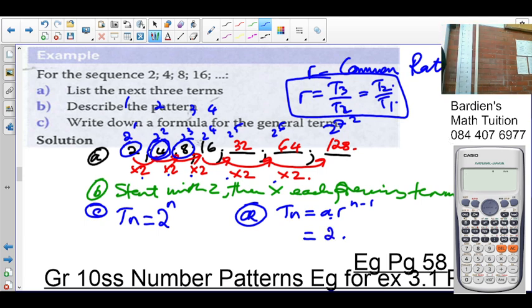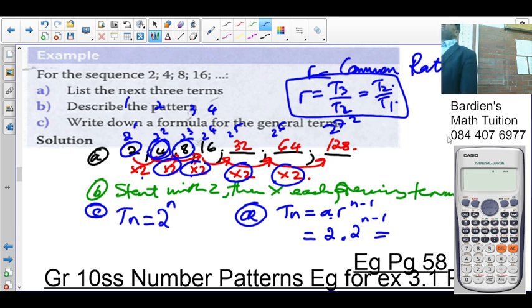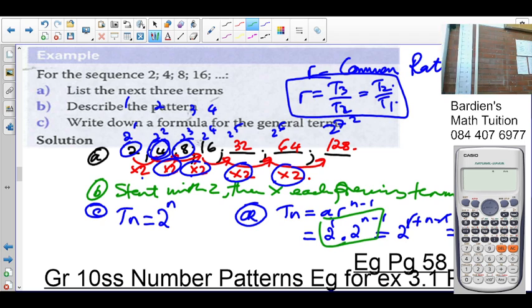2 times, what's my R value? Also 2. Can you see that? So it will be 2 times 2 to the n minus 1. Now, in grade 9 we taught you that when the bases are the same and you multiply, what do you do to the exponents? You add them. So it's going to be 2 to the 1 plus n minus 1, which is 2 to the n. It's the same. We would also have accepted the answer left like that, you would have gotten full marks for it. Those are equivalent answers.